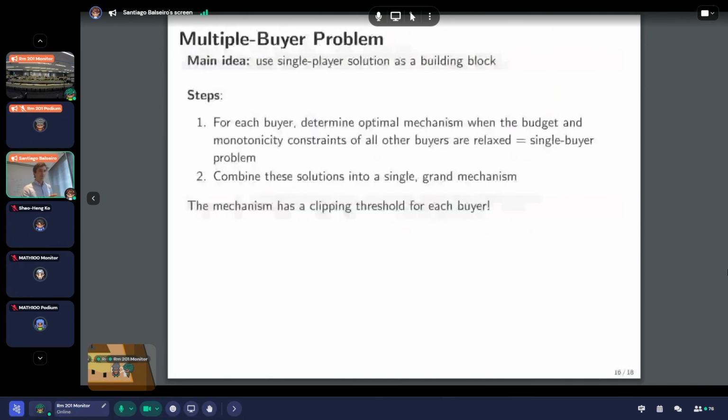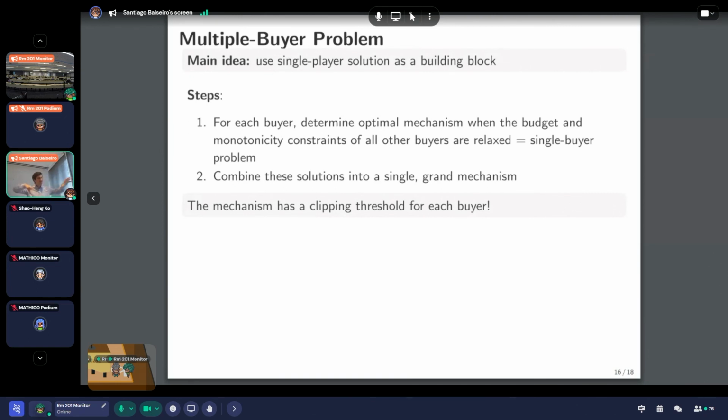Now, in the multiple buyer case, things get a little bit more complicated. How do we solve this problem? Well, we use the single player case as a building block. I cannot give you all the details, let me just give you a quick preview. For each buyer, we determine an optimal mechanism where the budget and the monotonicity constraints of all the other buyers are relaxed. So we only look at one buyer in isolation. This is going to be a single buyer problem.